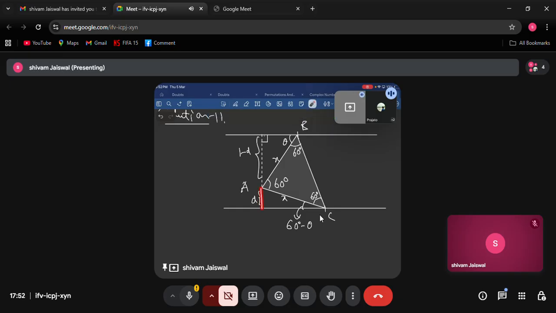This is perpendicular, this is hypotenuse. So x into sine 60 degree minus theta is equal to d. And x into sin theta is equal to 1 minus d.